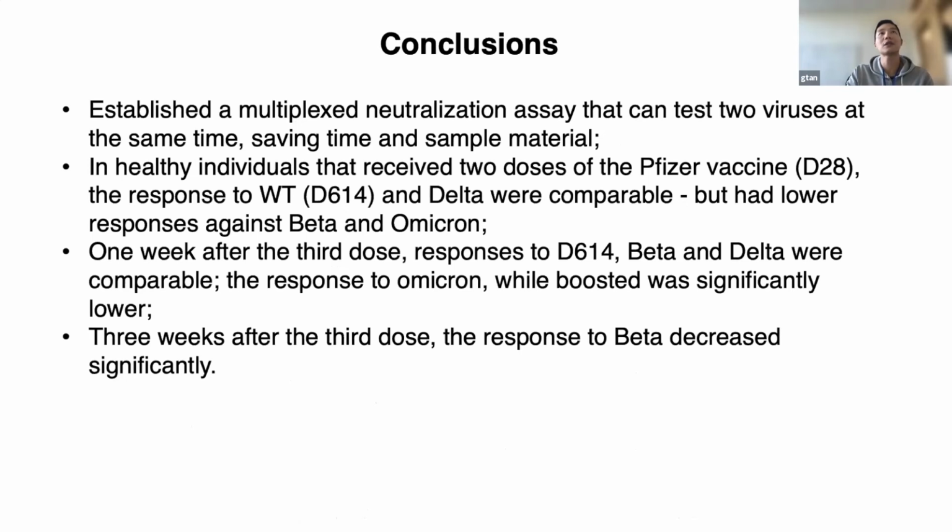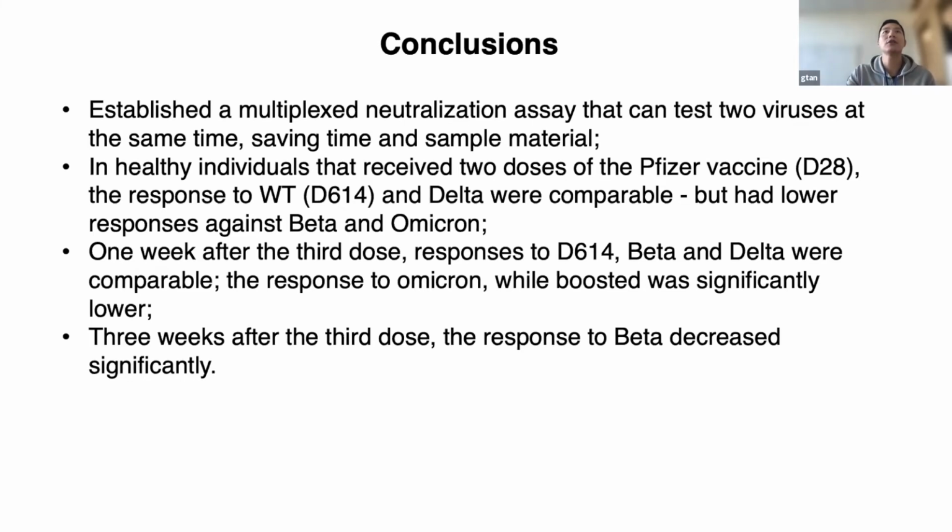So in conclusion, what we did was establish a multiplex neutralization assay that can test 2 viruses at the same time, saving time and sample material. In healthy donors that received 2 doses of the Pfizer vaccine, the response against wild type and Delta were comparable, but had lower responses against Beta and Omicron. 1 week after the third boost, response to D614, Beta, and Delta were comparable, but the response to Omicron, while boosted, was significantly lower. And that's not surprising when compared to what others had published as well.